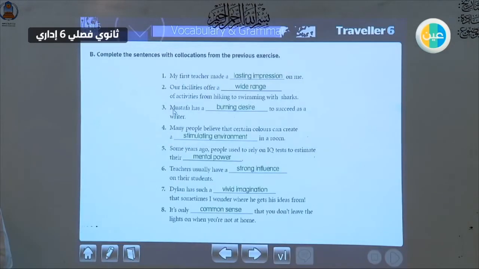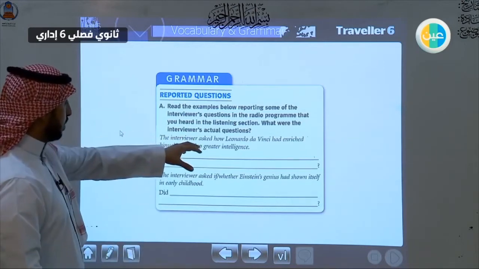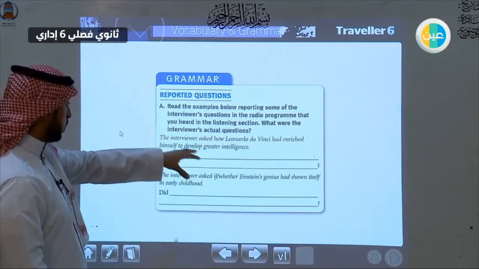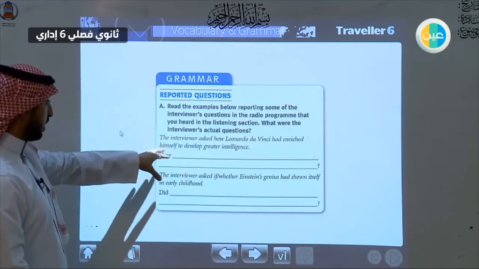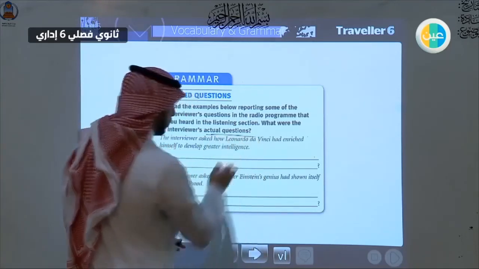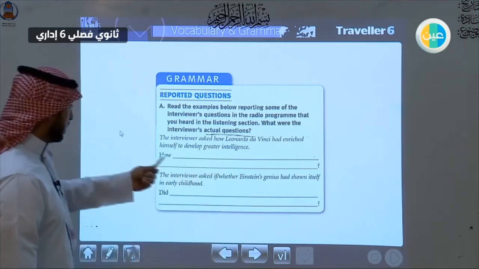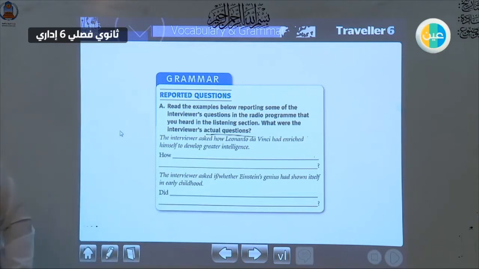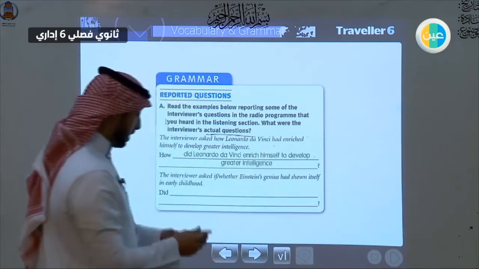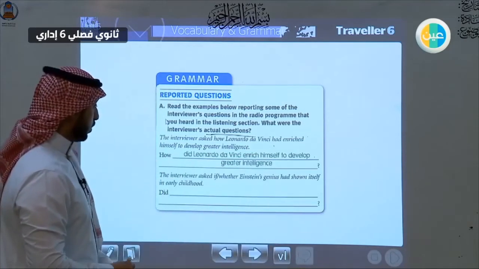Now let's work on some questions. Read the example below, reporting some of the interview questions in the radio program. You heard in the listening section, what were the interviewer's actual questions? These are reported questions, so we need to rewrite them as the direct questions. The interviewer asked how Leonardo da Vinci had enriched himself to develop greater intelligence. This sentence is in past perfect simple, so we need to use the past simple: How did Leonardo da Vinci enrich himself to develop greater intelligence?